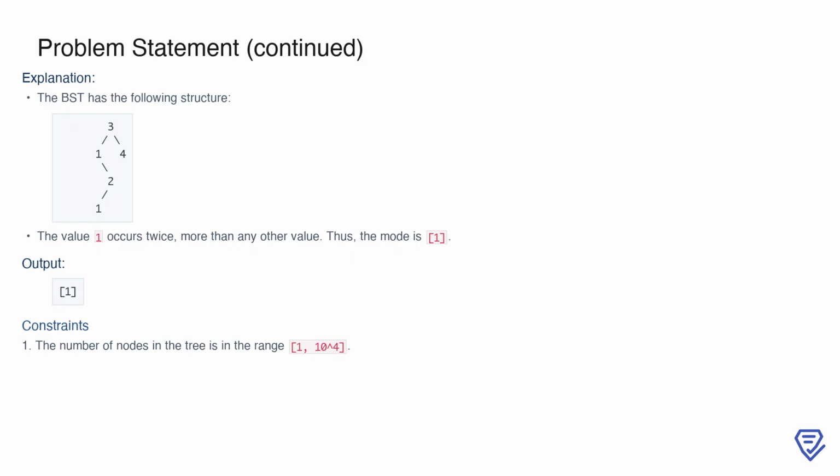In the third example, the input BST is 3, 1, 4, 1, 2, and the tree is structured as follows. The root node is 3, with 1 as its left child and 4 as its right child. The left child of 1 is null, but it has a right child with the value 2, which in turn has a left child that is also 1. Observing this tree, we can see that the value 1 appears twice, which is more than any other value in the tree. Therefore, the mode is 1, and that is the output.